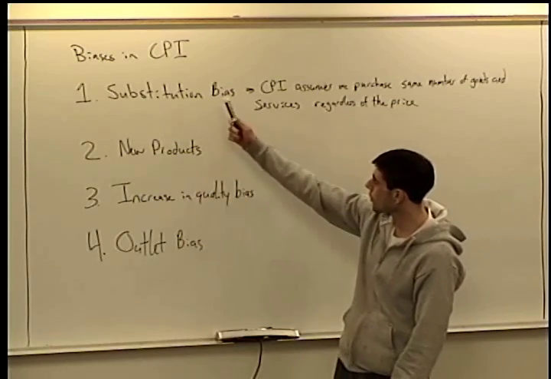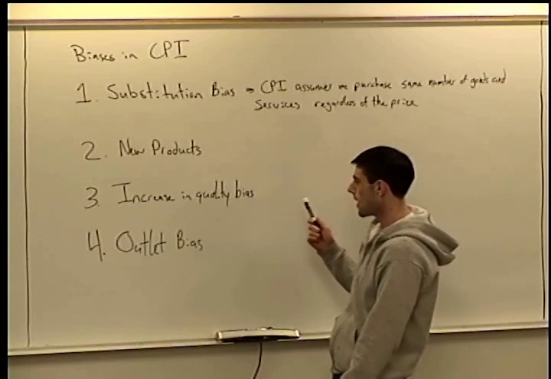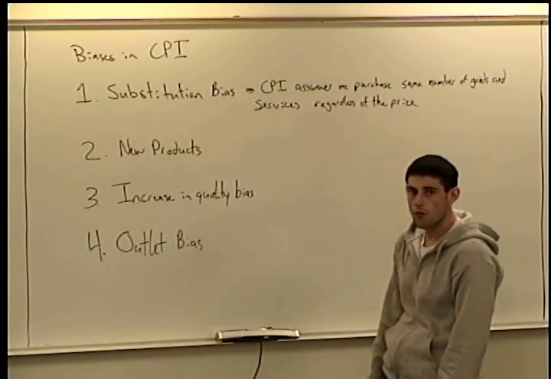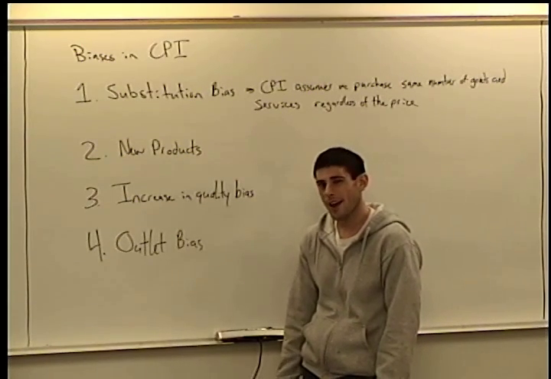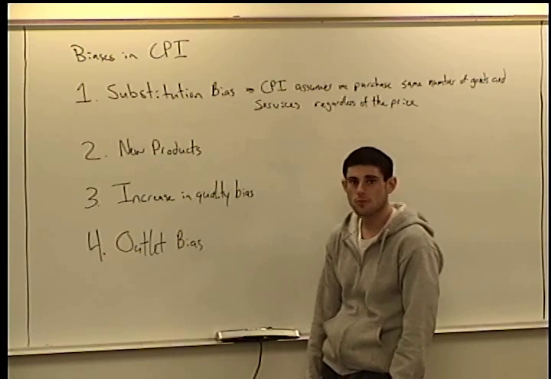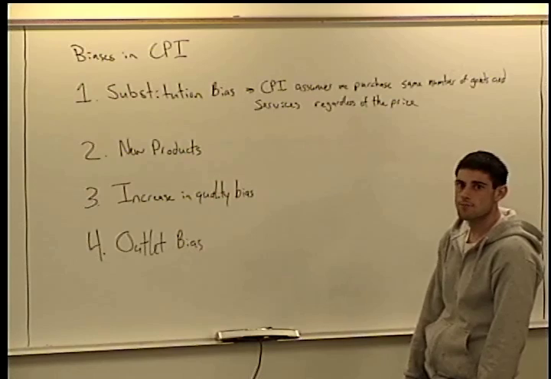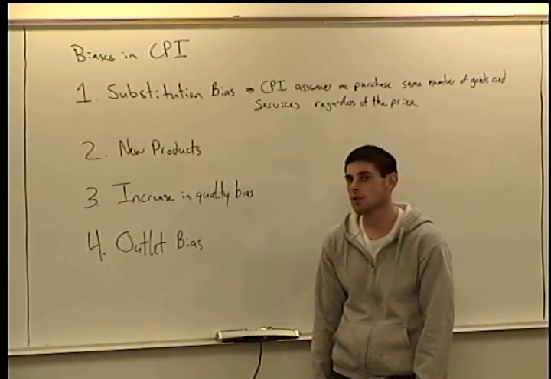Okay, so overall, these are the four biases that are present in the CPI. And most economists would tend to say that the CPI overestimates true inflation that consumers pay by about 1.5% to 2%. So if you look at the CPI over a year and it said 4%, we could say that it was probably closer to 2.5%.